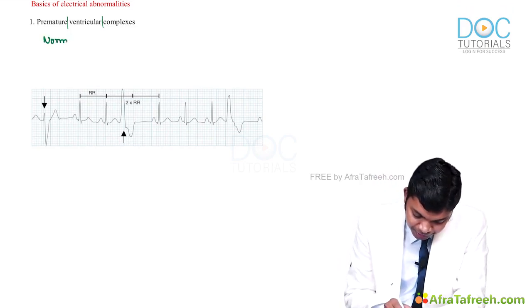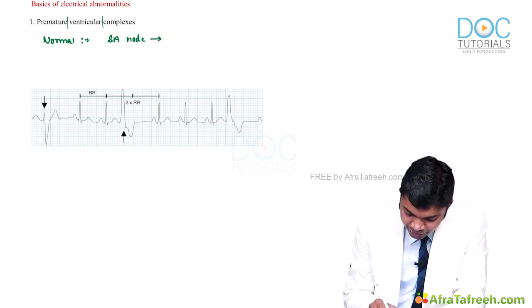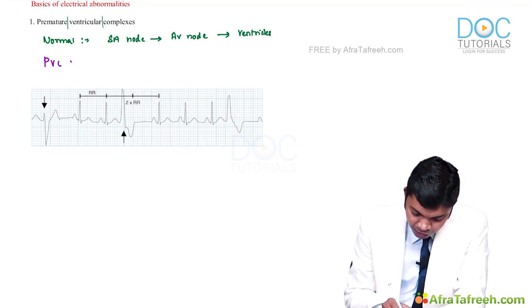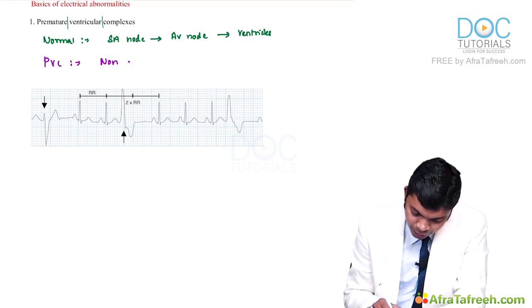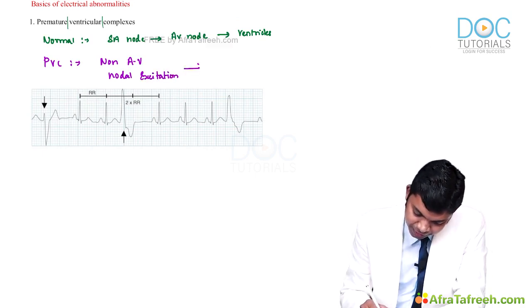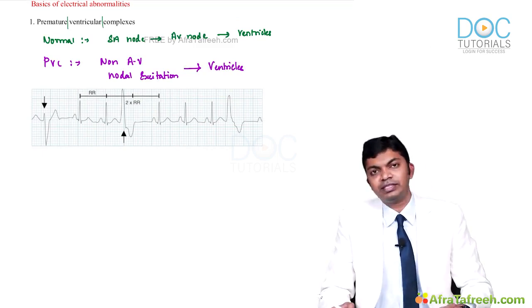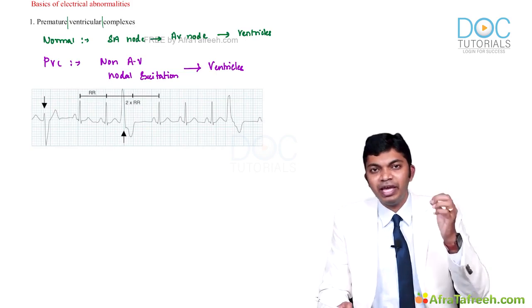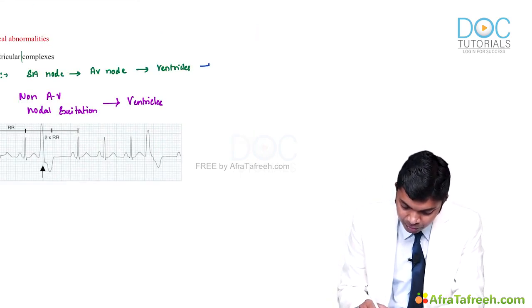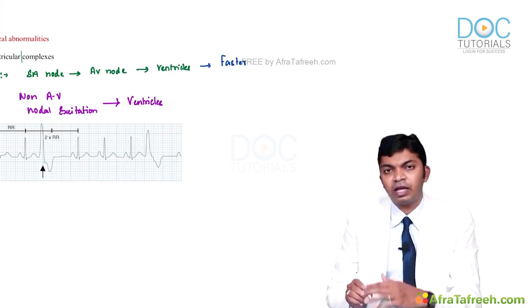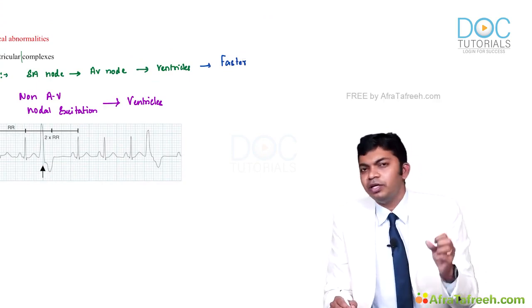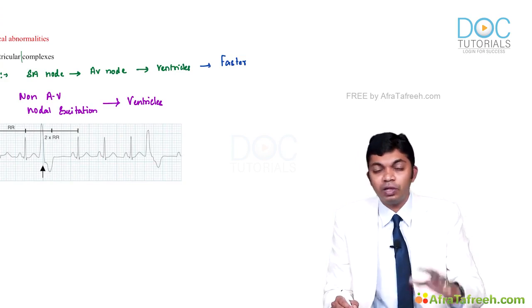The normal sequence is the SA node activating the AV node, activating the ventricles. In a premature ventricular complex, you have a non-AV nodal excitation happening to the ventricles. Ventricles are getting triggered by a source not from the AV node but from some other extra source. Always remember, a normal conduction is faster. Nothing is as fast as SA nodal excitation, right? Unless the abnormality is extremely severe, SA nodal excitation will be the fastest of all the conduction, doctors.